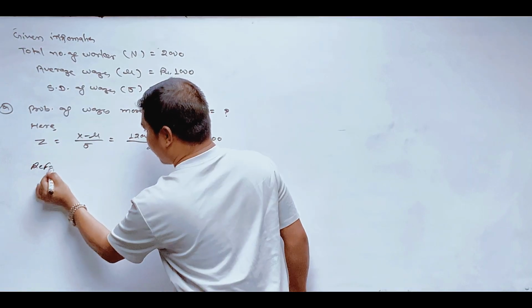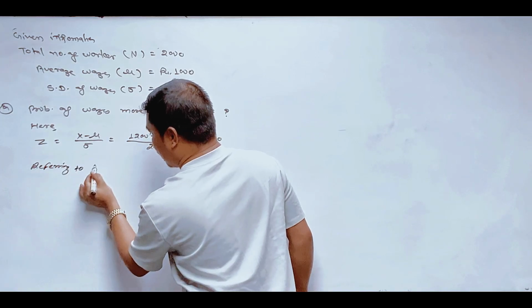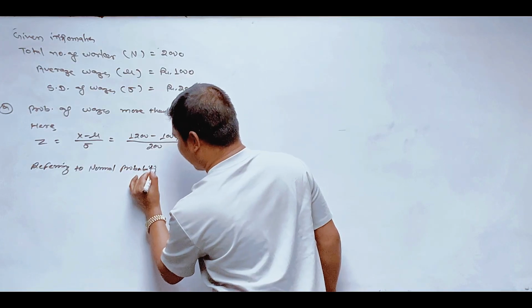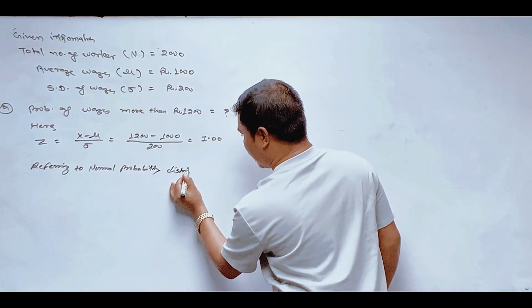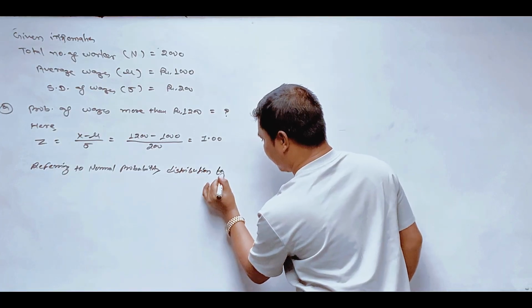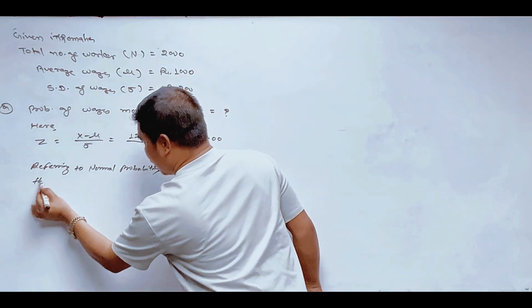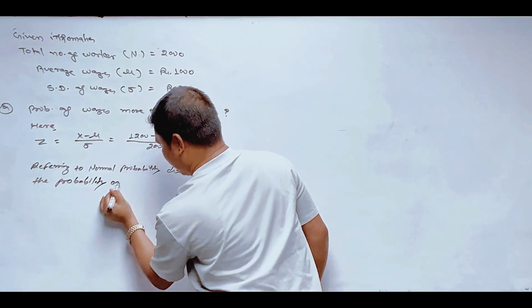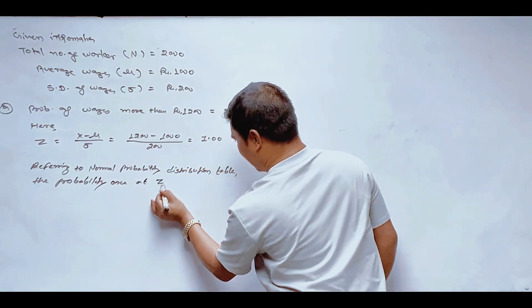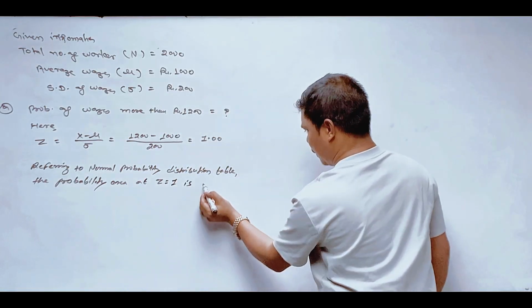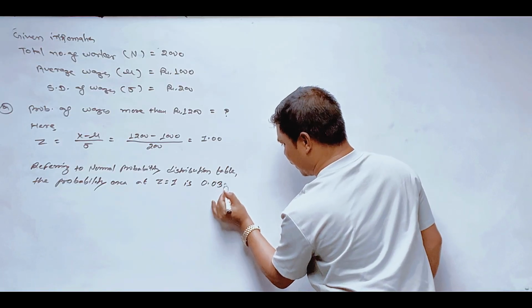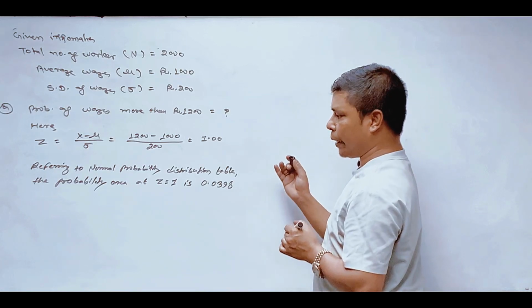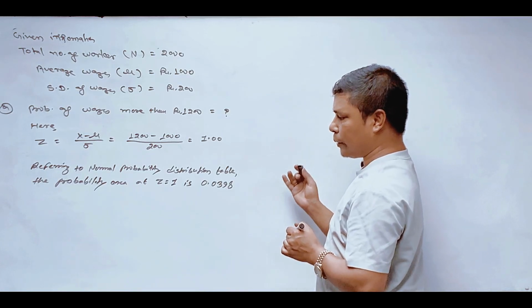Referring to the normal probability distribution table, the probability area at Z equals 1 is 0.3413. At first we calculate the Z score, then we find the probability area at the score of Z from the normal probability distribution table.